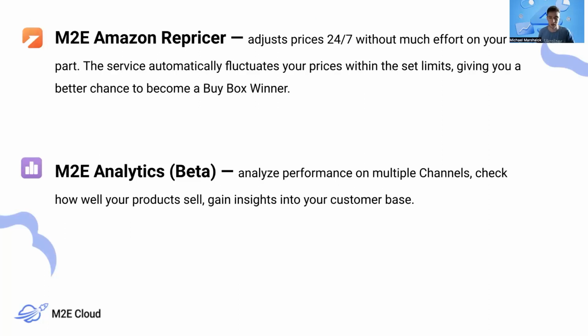So also we have 2 other smaller products, M2E Amazon Repricer and M2E Analytics. M2E Amazon Repricer helps to adjust prices automatically without much effort on your part. The service fluctuates your prices within the set limits you provide, giving you a better chance of winning the buy box.